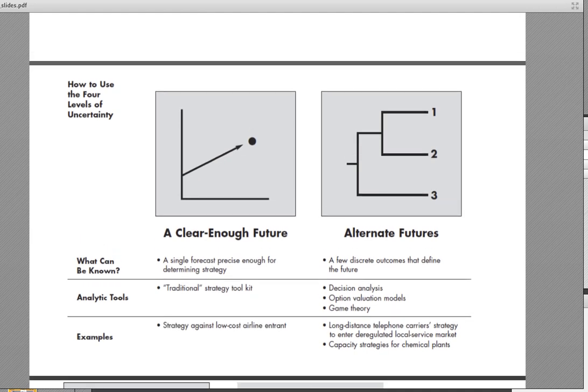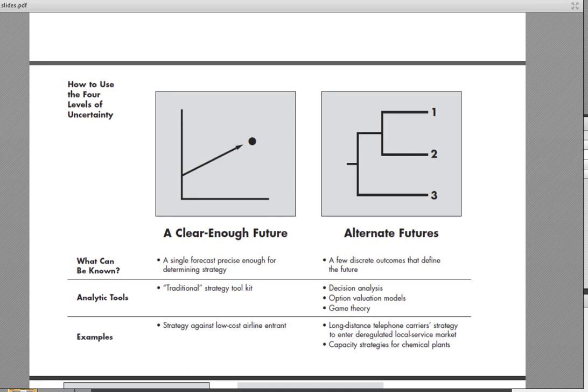The first one is in which you have a clear enough future such that a single forecast is precise enough for determining strategy, and then the typical traditional strategy toolkit tools that you would find in an MBA program can be applied. An example would be trying to develop a strategy against a new entrant in the airline business that might be featuring low cost. And so that's a very straightforward entity looking to have an impact in your business area, and it's clear enough about what to do that you can apply simple analysis to it. It's one model correctly applied, and it defines what's going on.